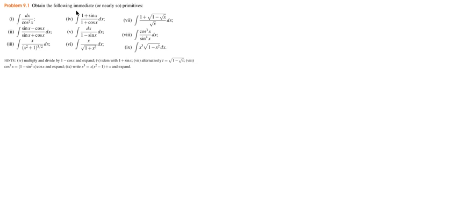Obtain the following immediate or nearly so primitives. Okay, so some of these are going to be easy, some of them are not. So let's start with the first one.